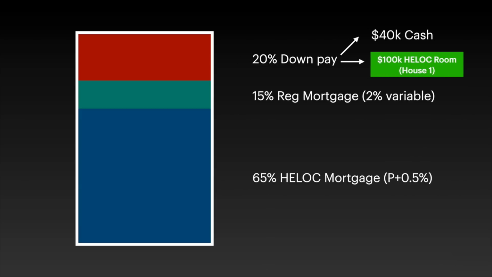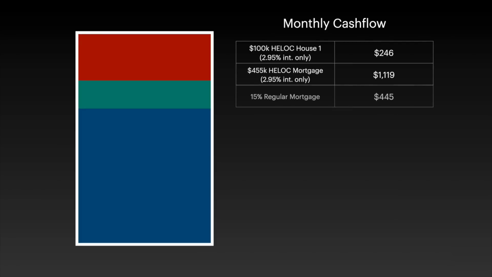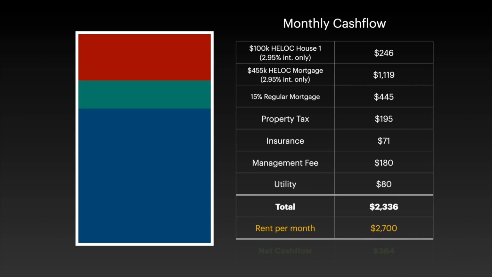So now the cost is going to look something like this. For our 100K equity from home at 2.95%, the monthly interest will be $246. Everything else will be the same as our last example. This will give us a total cost of $2,336, and with rent $2,700, our net cash flow will be positive $364.